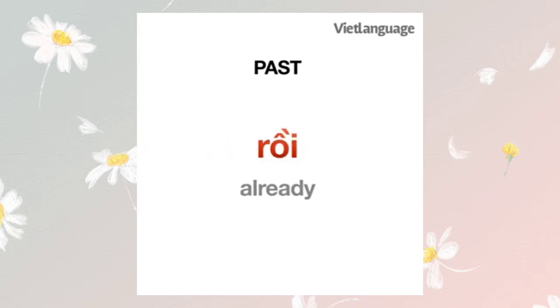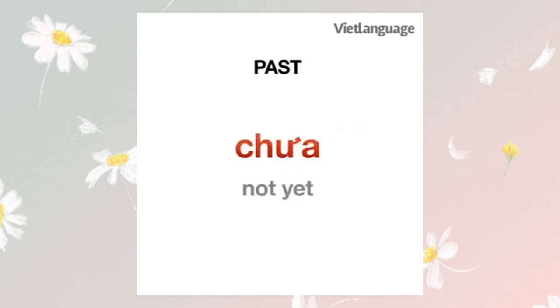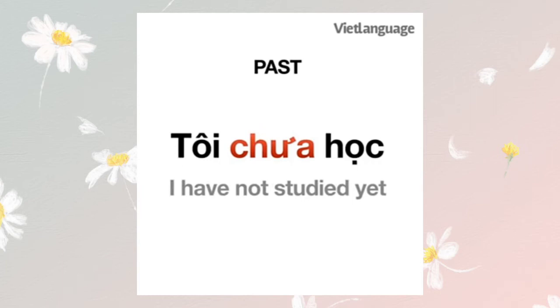Another word that also indicates the past is rồi. That means already. I studied already. Tôi học rồi. The word that indicates the past but in a negative form is chưa. Not yet. Chưa. I haven't studied. Tôi chưa học.